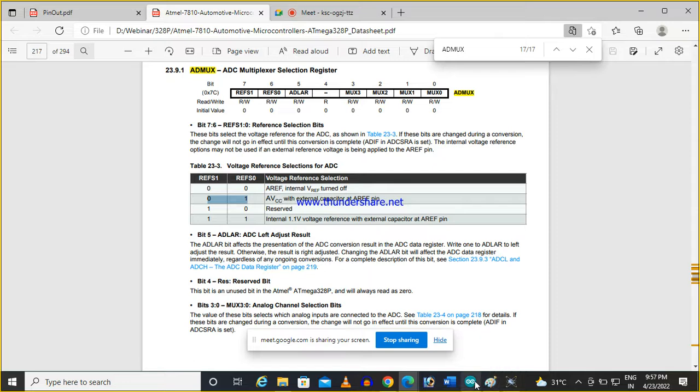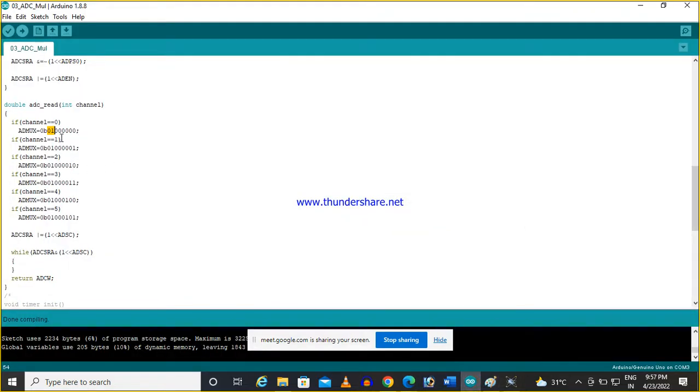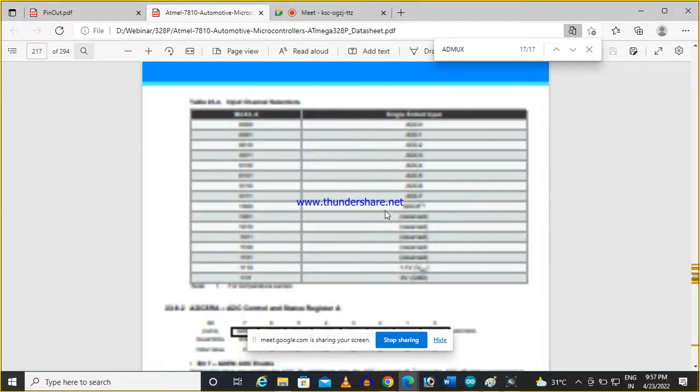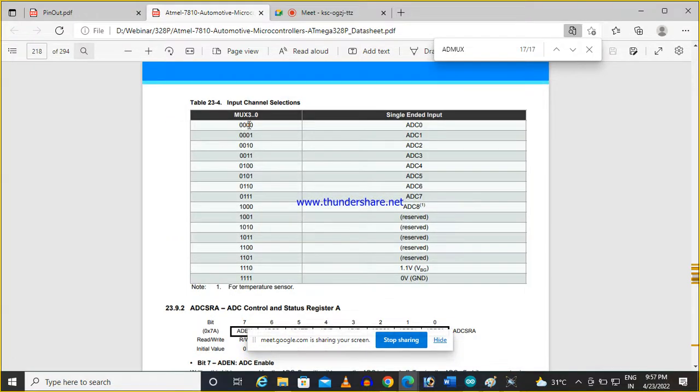Okay, now coming to the second thing. You see here, this is the MSB, and the 4 LSB are set as 00000. That means the channel selection. You see in the data sheet, if it is 000, it will select channel 0. If it is 001, it is ADC 1, and so on.